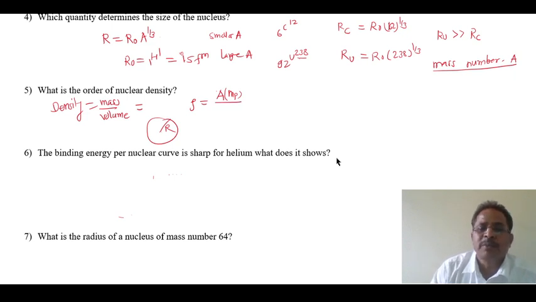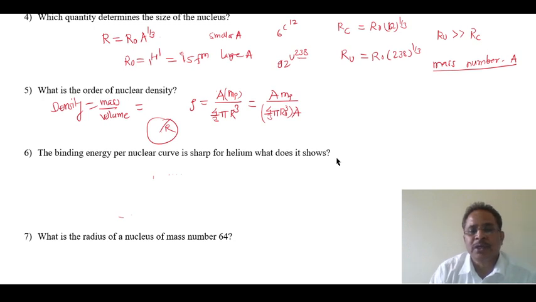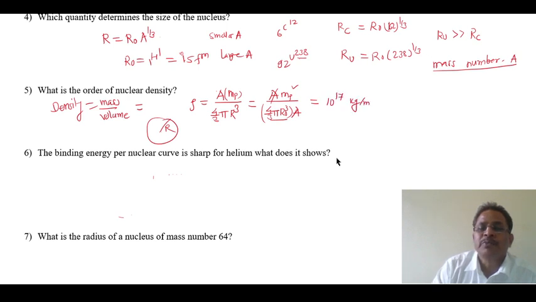The number of nucleons is multiplied by the mass of each, and this is divided by 4 by 3 pi r cube. Further calculation gives A times mp, the mass of the proton, or you can also take the mass of neutron. So this is 4 by 3 pi, and r cube will give you r0 cube, a constant, multiplied by A again. Here A raised to 1 by 3, raised to 3, will be A, so this A gets cancelled. Everything here is constant, and this comes to be around 10 raised to 17 kilograms per meter cube.